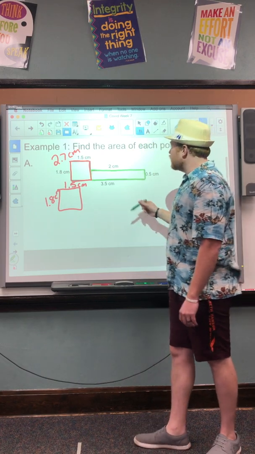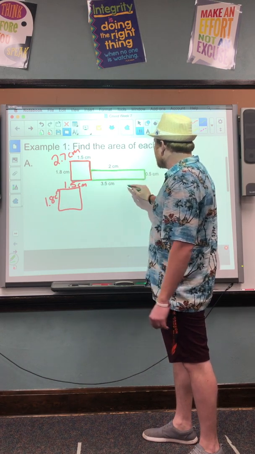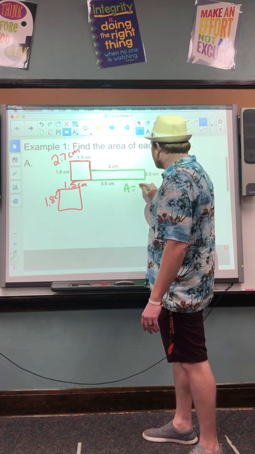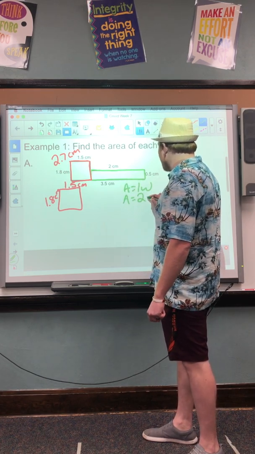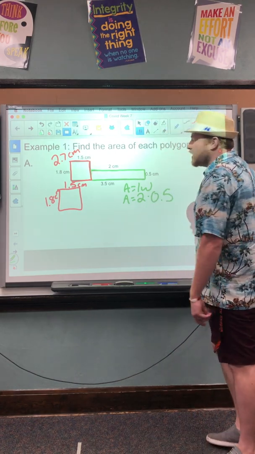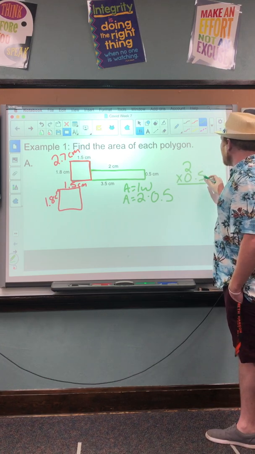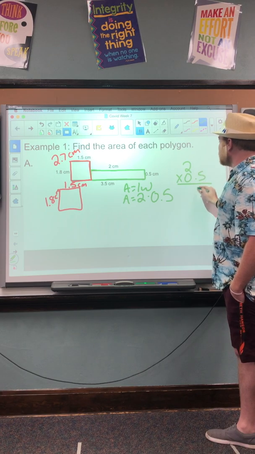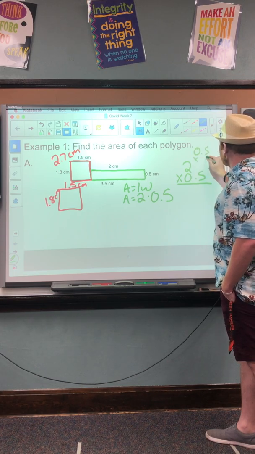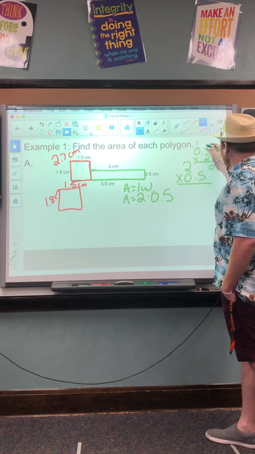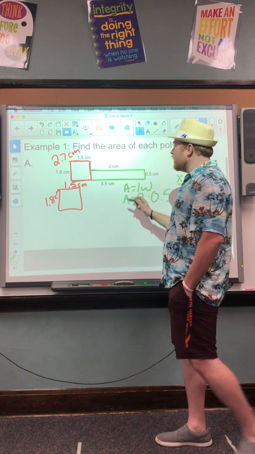Now let's go to the green. At the green portion, we have a rectangle again, so area equals length times width. The length is 2 centimeters and the width is 0.5 centimeters. We just have to multiply them together. 2 times 0.5. 5 times 2 is 10. It'd be 10, and then 0 and 1. How many numbers are behind the decimal? 1. So our answer would be 1 centimeter.